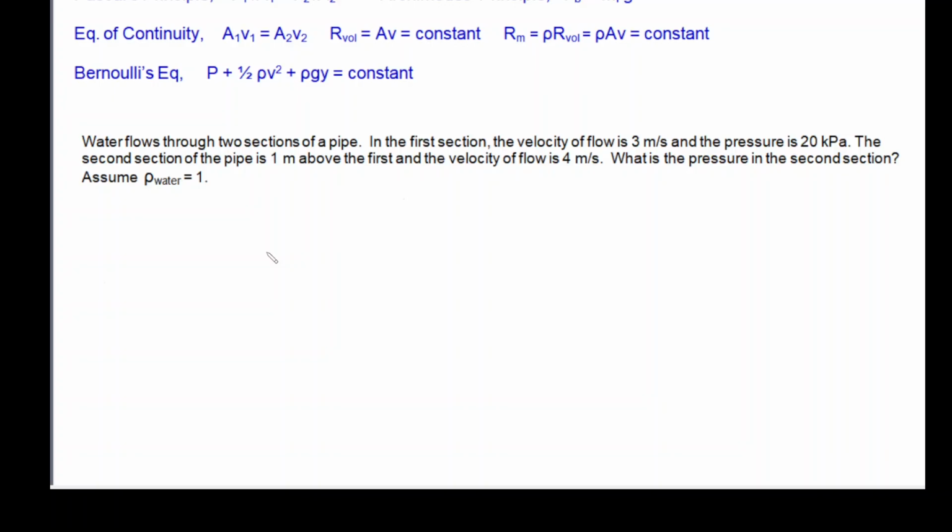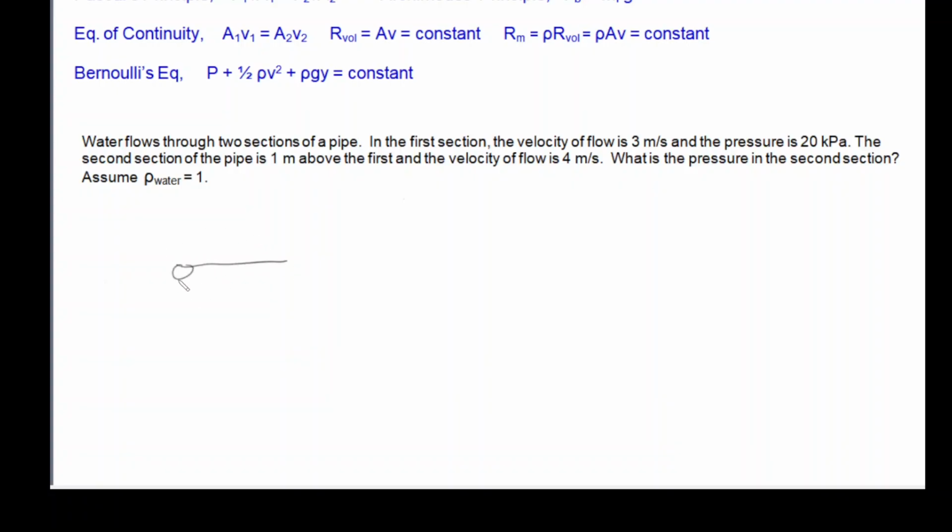Let's do another problem. Water flows through two sections of a pipe. In the first section, the velocity of flow is 3 meters per second, and the pressure is 20 kilopascals. The second section of pipe is 1 meter above the first, and the velocity of flow is 4 meters per second. What is the pressure in the second section? Assume the density of water equals 1. So let's draw what we have.